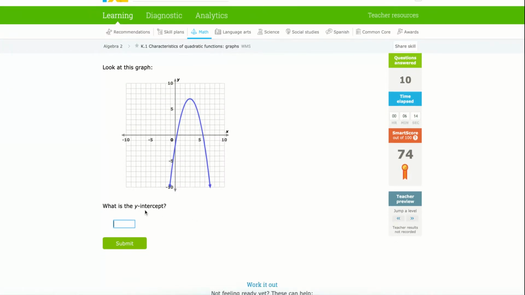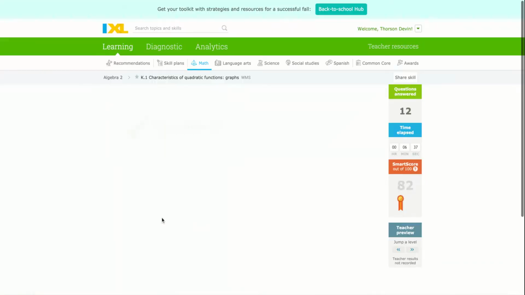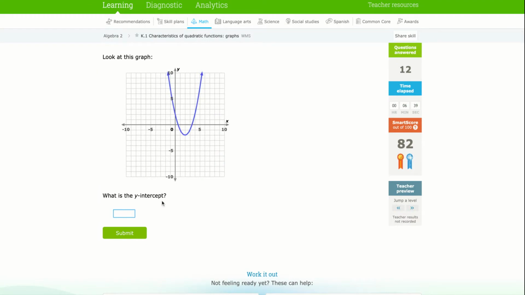What is the y-intercept? Where we're crossing the y-axis. It's right here at -2. Again, they're just looking for the y value on that one. What are the coordinates of the vertex? Again, the vertex is over here now, that very lowest point. It's at -2 for x and -3 for y. So (-2, -3). And what is the y-intercept? Again, now it's up. Well, right there at 2, it has a y-intercept of 2.